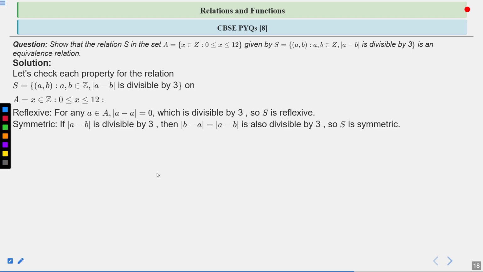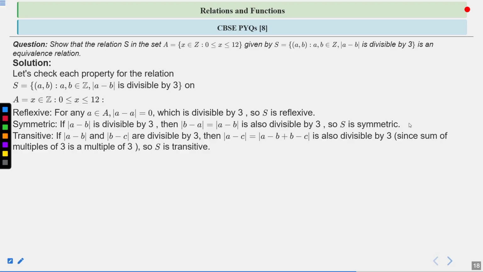Now let's check for symmetricity. If the absolute value of a minus b is divisible by 3, then we can say that the absolute value of b minus a, which is equal to the absolute value of a minus b, is also divisible by 3. So S is symmetric also, right? S is reflexive and S is symmetric also.